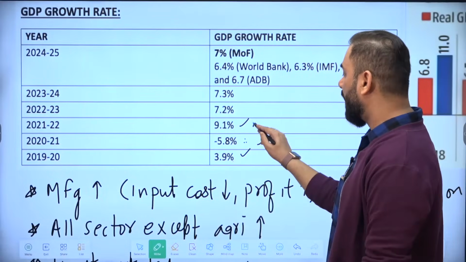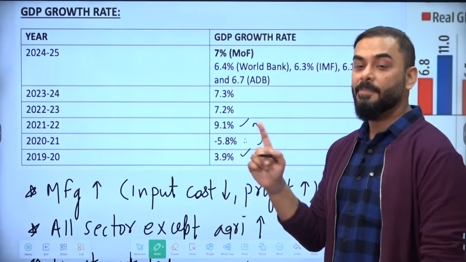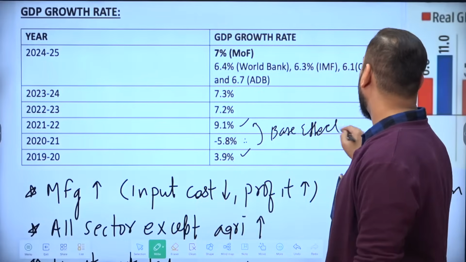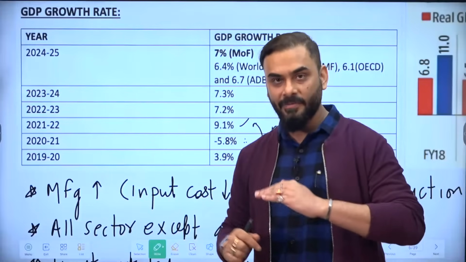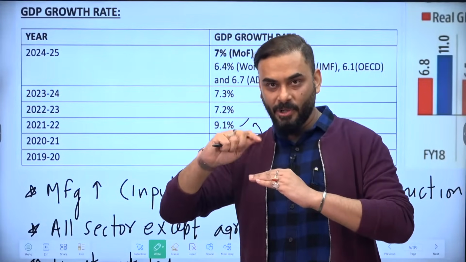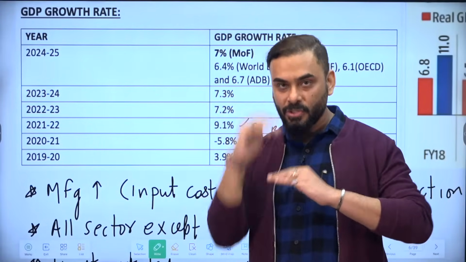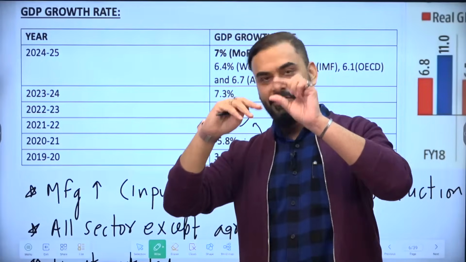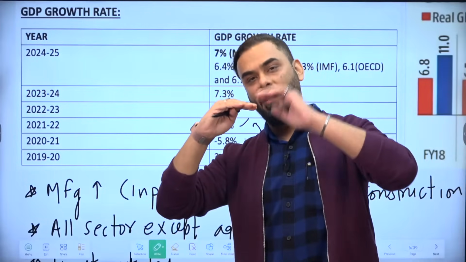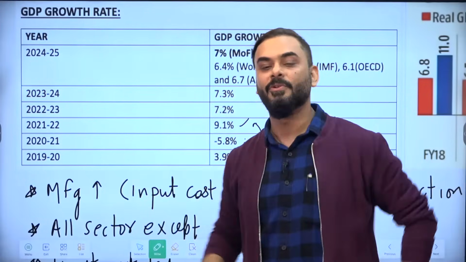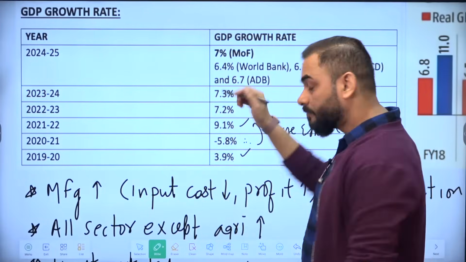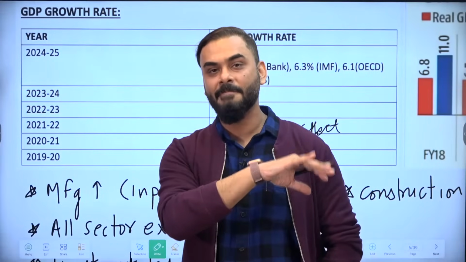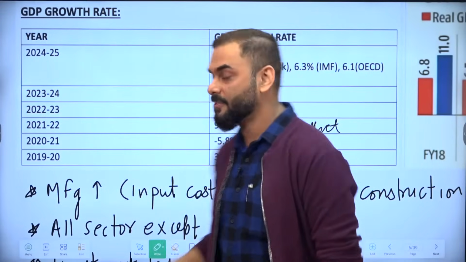Why did we go to 9.1%? Huge bounce back because of base effect. What is base effect? Base effect means when you start at a very low level and you take even a small jump, the jump looks very good. The jump looks very substantial. But when you achieve this height, then you take the jump. Since you are already starting from a higher level, the jump looks normal only. And technically speaking, base effect means that your previous performance impacts your current performance.